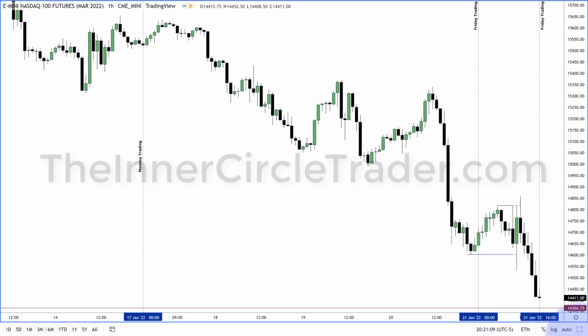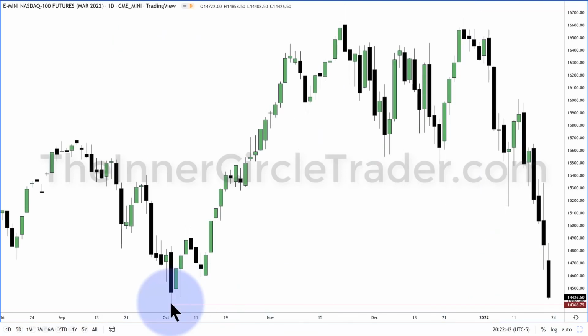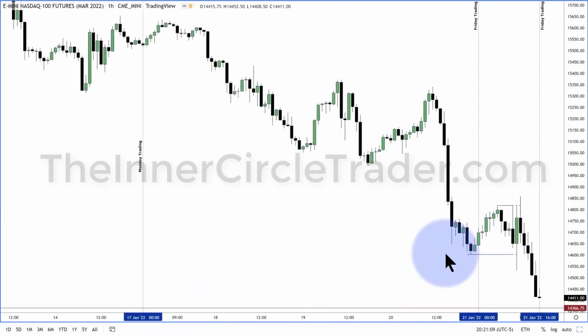So if we know that this level down here is the old daily low, and again, I'm going to take it back up to the daily chart, that's this low right here, okay? By dropping down into the hourly chart, that level is here. All I'm doing is transposing those daily levels right onto this hourly chart.